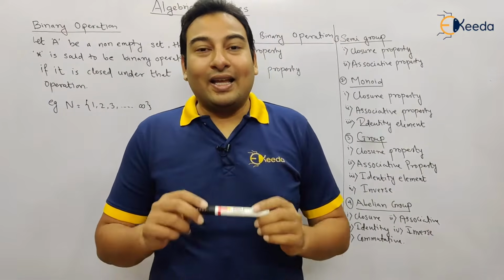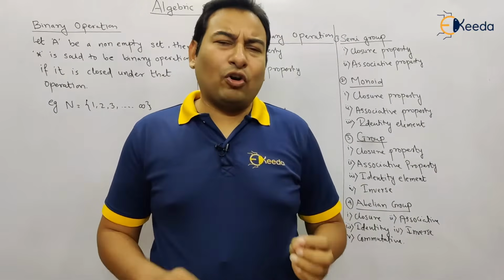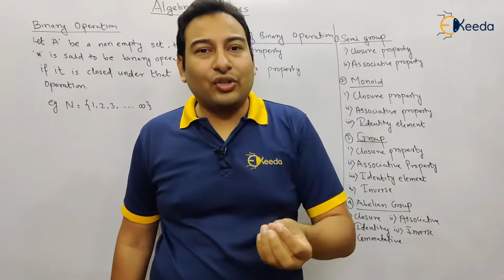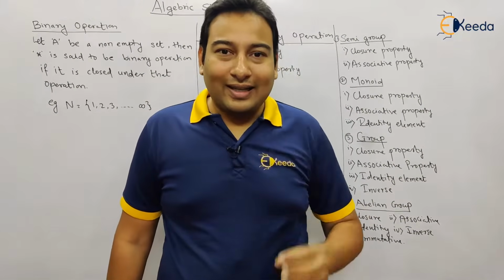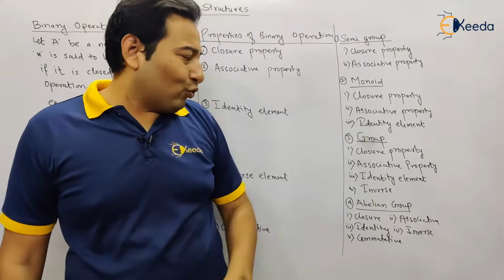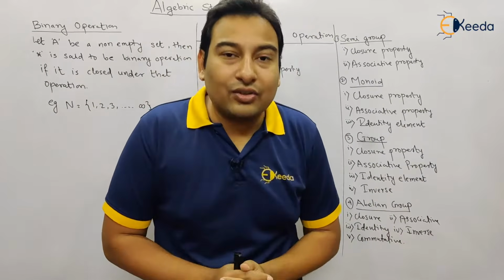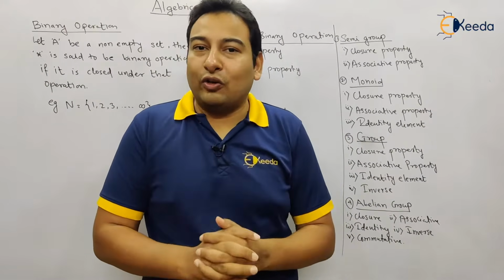Welcome back students. In this video we are starting with the new chapter, algebraic structure, a very important chapter. So what algebraic structures are we going to study under this chapter? They are written here: semi-group, monoid, group, abelian group. There are a few more: ring, field, integral domain, and so on. So these are the algebraic structures we are going to study under this particular chapter.